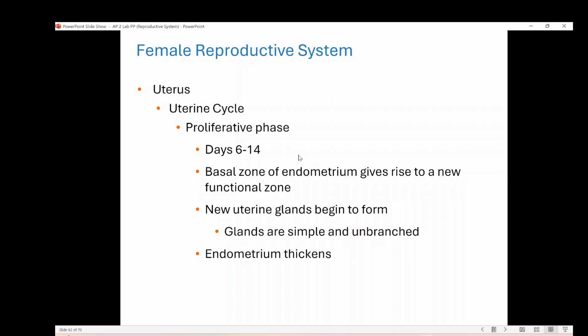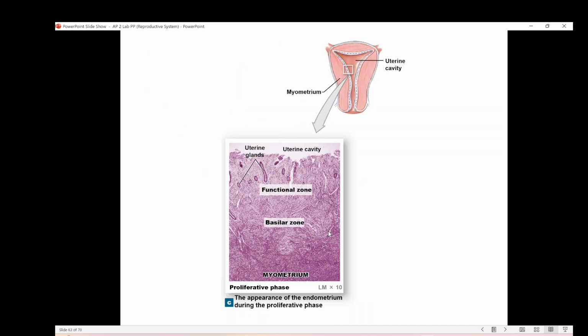From day 6 to 14, this is where that functional zone is going to be rebuilt. So roughly days 6 to 14 on a perfect 28-day cycle would be right in there. The basal zone of the endometrium is going to give rise to a new functional zone. We'll see new uterine glands begin to form. Some of the glands are simple, they don't branch. I'm not too concerned about that. And we start to see that the endometrium starts to thicken.